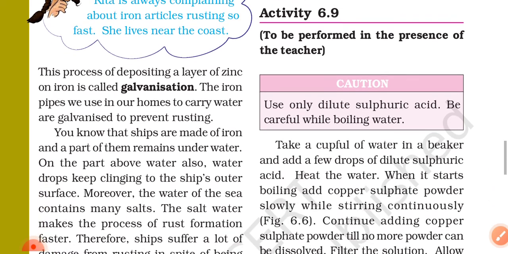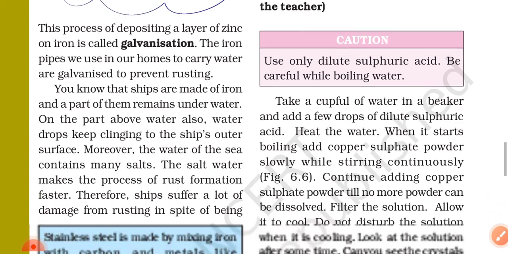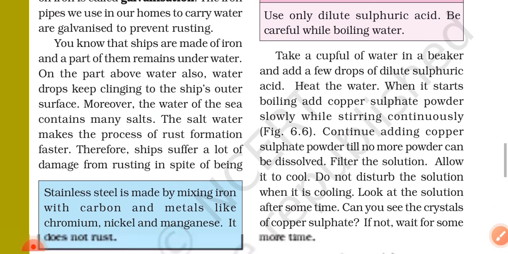Activity 6.9, to be performed in the presence of the teacher. Caution: use only dilute sulfuric acid. Be careful while boiling water. Take a cupful of water in a beaker and add a few drops of dilute sulfuric acid. Heat the water. When it starts boiling, add copper sulfate powder slowly while stirring continuously. Continue adding copper sulfate powder till no more powder can be dissolved.